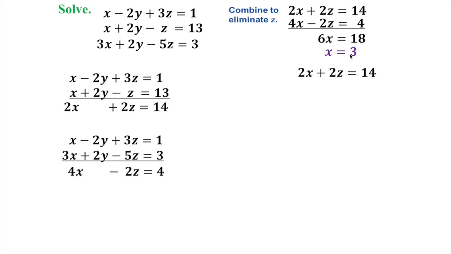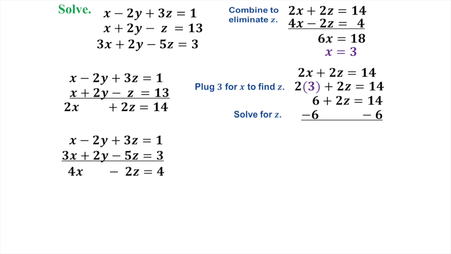So I write this one down. This is my first equation. Now what I'm going to do is plug in 3 for x. So I rewrite the same equation, but instead of writing x, I'm going to write 3. So this is 2 times x, so in this case it'll be 2 times 3. All right, I simplify that a little bit. 2 times 3 is 6. Now then all I'm going to do is solve this one for z. I move my 6 over to the other side. 2z equals 8. I find out that z equals 4.